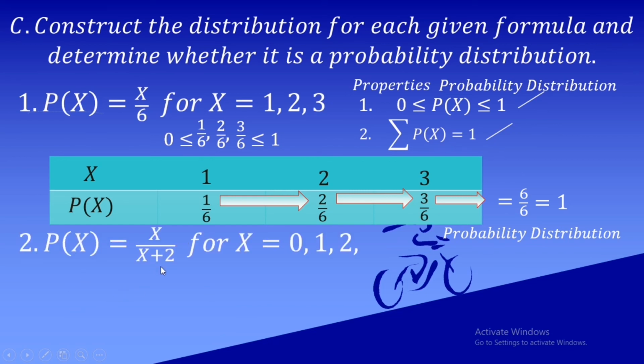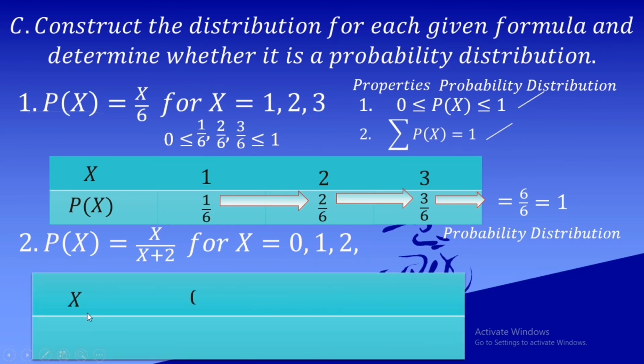Okay, for number 2, P of x is equal to x over x plus 2, for x is 0, 1, 2. So, let's have the probability distribution. If x is 0, then 0 over 0 plus 2. Yan ating formula. So, 0 over 0 plus 2, 0 over 2, that is 0. If x is 1, lahat ng x natin palitan ng 1. So, 1 over 3, that is 1/3. If x is 2, substitute natin lahat ng x with 2 to get 2 over 4.